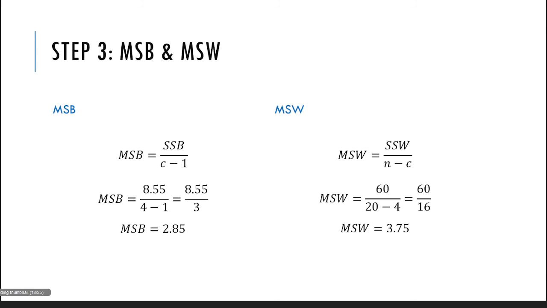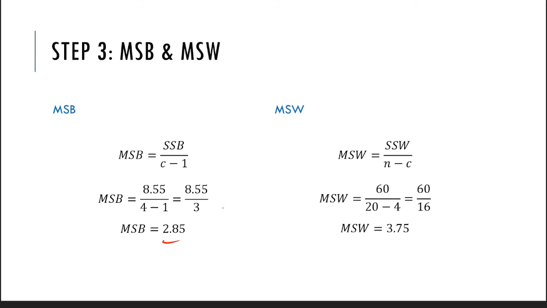So, ang next naman natin kailangan gawin is to compute for the MSB and the MSW, or the mean squares between group and the mean squares within group. So, ang gagawin lang natin dito, we just need to get the SSB. Then, all we need to do is get the number of groups, yung C, minus 1. Kaya tayo nagkaroon dyan ng 8.55 divided by 3. Kaya nakuha natin yung 2.85.